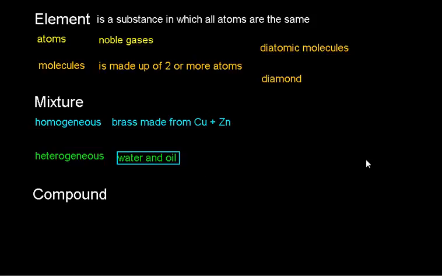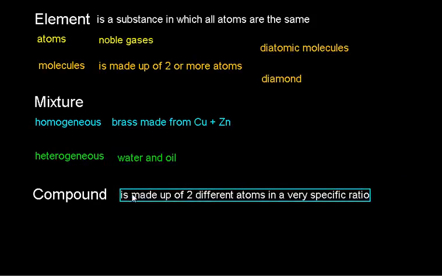So now, we alluded to this with brass, that brass is not a compound and it's a mixture because it can be made up of many different ratios. Water is made up of 2 hydrogens and 1 oxygen. We can't make water with 2 hydrogens and 2 oxygens, or the opposite, 1 hydrogen and 1 oxygen. That would not be water. So again, a compound is made up of 2 different atoms in a very specific ratio.